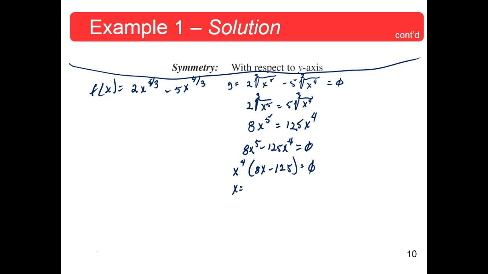So, to be more thorough about it, x to the fourth equals 0, or 8x minus 125 is equal to 0. So x to the fourth equals 0. What are the possible values of x to make that 0? x equals 0. That's it. However, that has a multiplicity of 4. What does that tell us? That tells us a diamond is here.